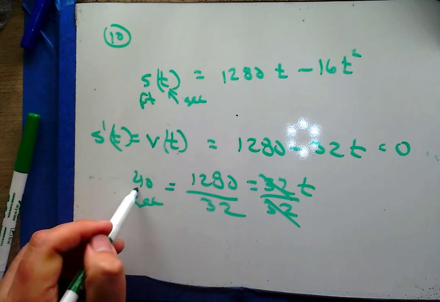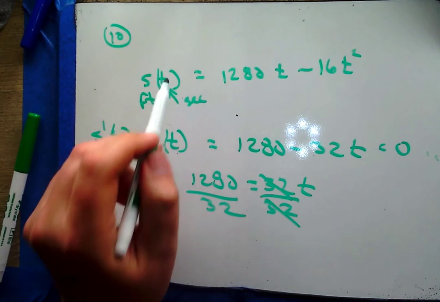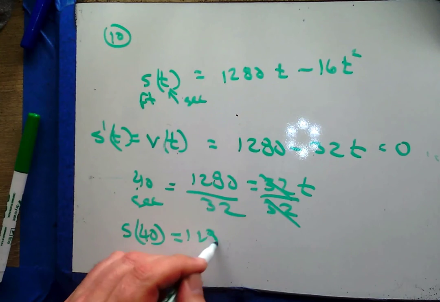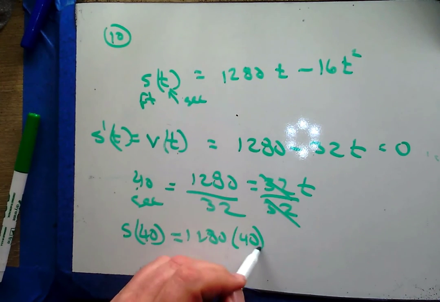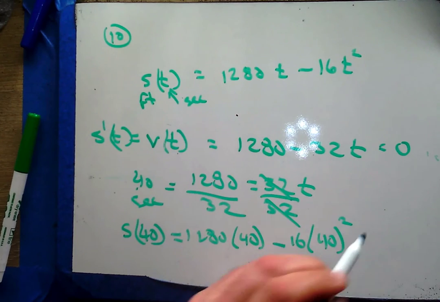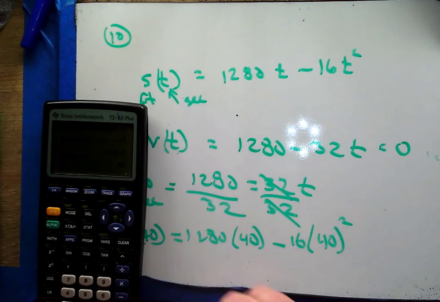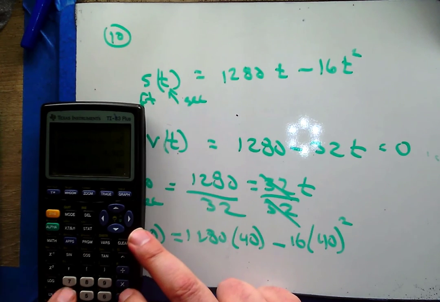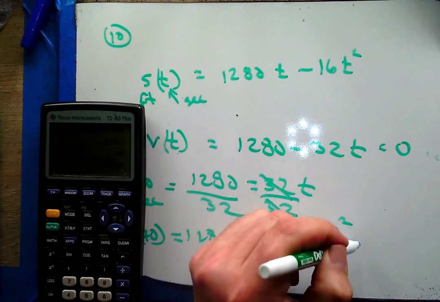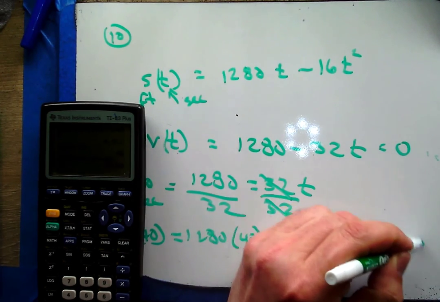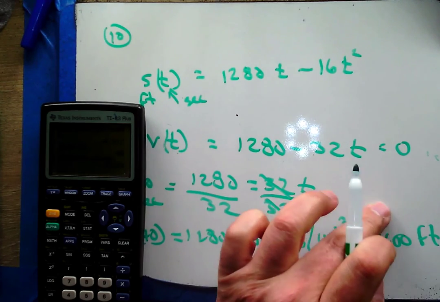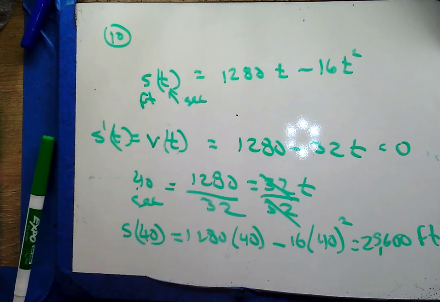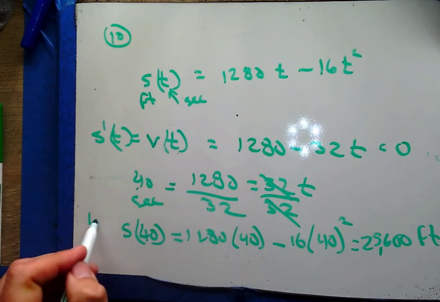All right, so we know at time equal to 40 is when it explodes, but we don't know what the height is there. So I need to know S of 40, which is 1280 times 40 minus 16 times 40 squared. Okay, 1280 times 40 minus 16 times 40 squared. And I get 25,600 feet high, right? It's called an anti-aircraft shell, so it has to go up as high as where the aircraft are. All right, that's my answer to part B.